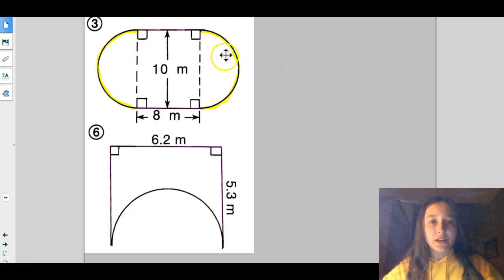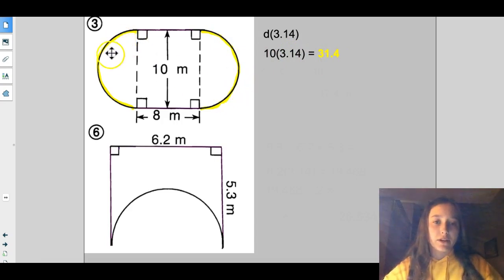As you can see here in the yellow, these two parts actually come together to make a circle. And this line right down the middle, this 10 meters, is going to be our diameter. So we're going to use d times 3.14. So 10 times 3.14 would leave us with 31.4 is the circumference.